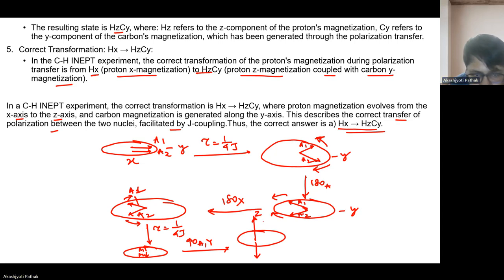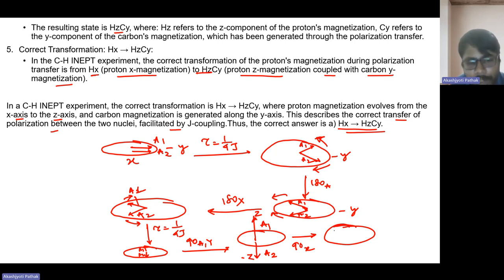So this is A1, A1 along the plus Z axis, and this is A2, on the negative Z axis. So now again, I'll apply what? I will apply 90x. Upon the application of the 90x pulse, what will happen? They will get shifted by an angle of 90 degrees about x from each other. So now this will be the case, right?